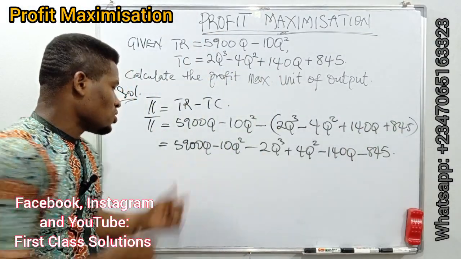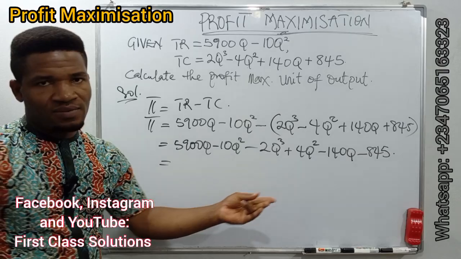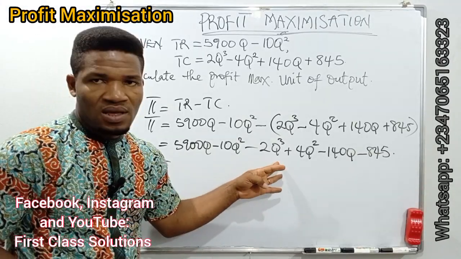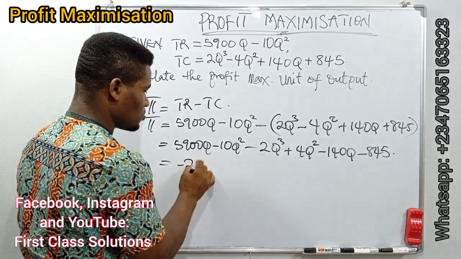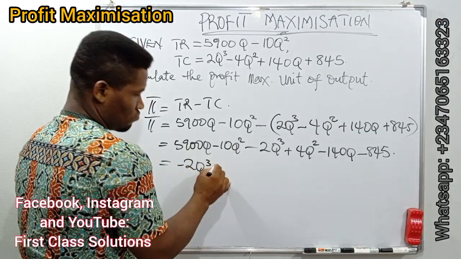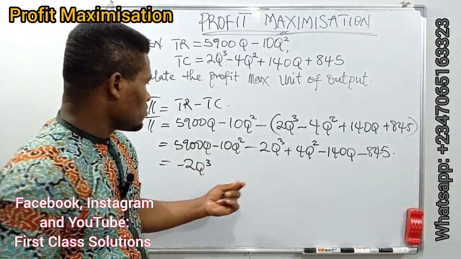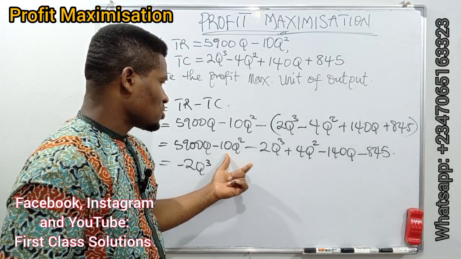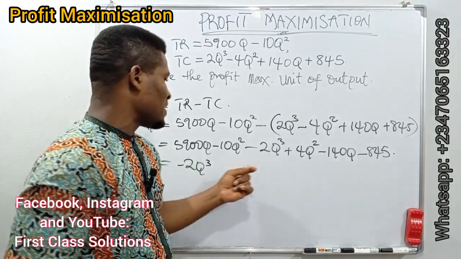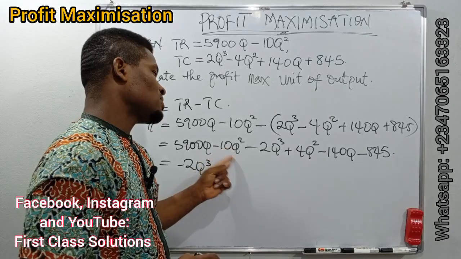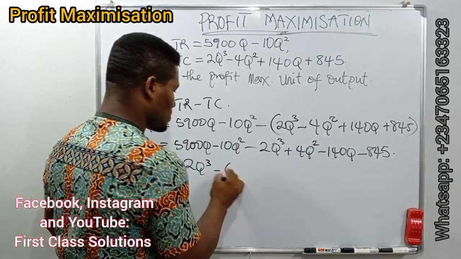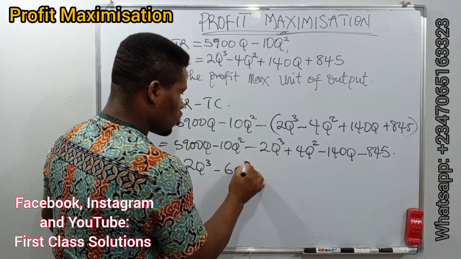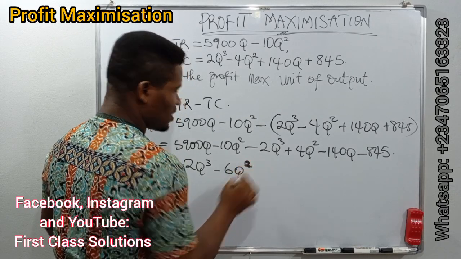So what do we do now? We just need to collect our like terms. We'll start collecting our like terms from the highest power. This is our highest power: we have minus 2Q cubed. The next one is the squared. So collecting like terms, we say minus 10Q squared plus 4Q squared. This will give us minus 6Q squared.